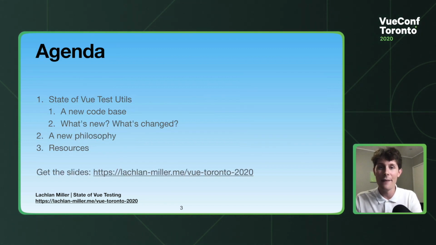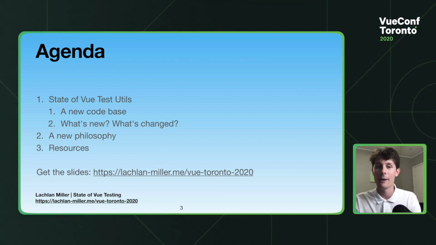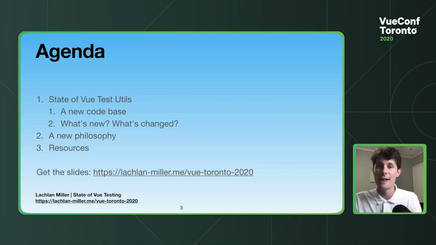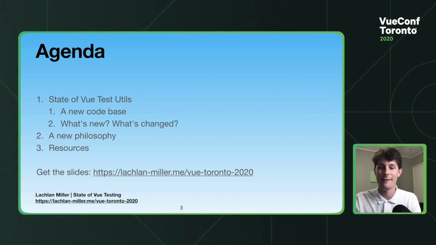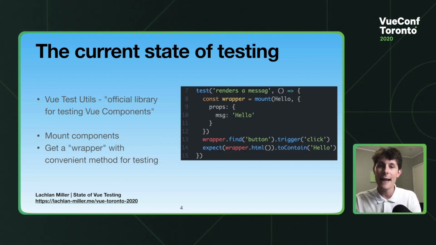Let's take a quick look at the agenda today. We're going to first talk about the state of Vue Test Utils, how it works with Vue 3, and how you can upgrade. We're then going to look at some of the changes and improvements. We're going to then move on to our philosophy behind Vue Test Utils and take a look at some of the resources out there to let you write better tests. So let's take a look at the current state of Vue testing.